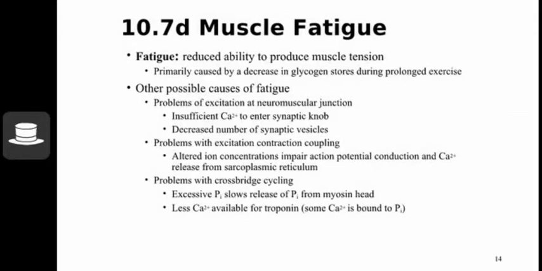Now, muscle fatigue is interesting. It's the inability or the reduced ability to produce muscular tension, and it's usually because of a decrease of glycogen storage. Now, you're not running out of ATP. You don't do that until you've been dead for a couple hours. So if there's insufficient calcium because you've damaged the muscle and some of it's leaked out, if you've been using it so much that you're starting to run out of your acetylcholine, you've damaged your synaptic vesicles, or if you've damaged the sarcoplasmic reticulum and you're having issues with calcium release, all of these things will cause muscle fatigue.